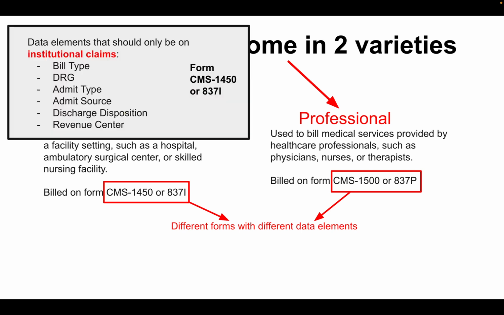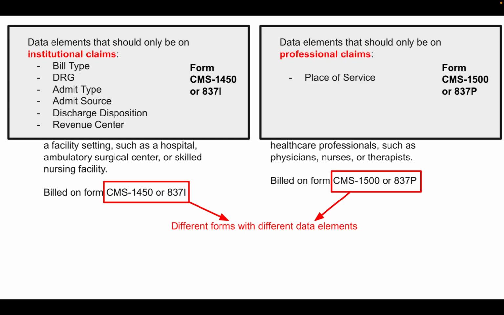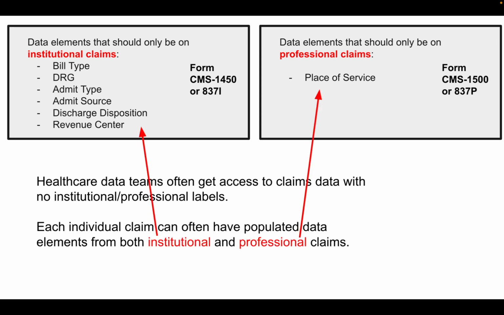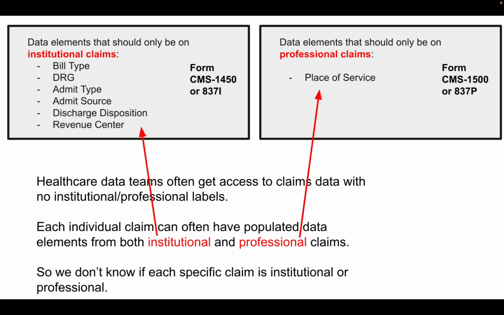For example, these are data elements that should only be on institutional claims. We have things like bill type code, DRG, revenue center code. Place of service is a data element that should only be present on professional claims. And healthcare data teams often get access to claims data where each claim is not labeled as institutional or professional. And so they have to use the data elements present on the claim to determine what kind of claim it is. But often, an individual claim has data elements from both institutional and professional claims. So we don't know if the claim is institutional or professional, and it's not trivial to determine that.